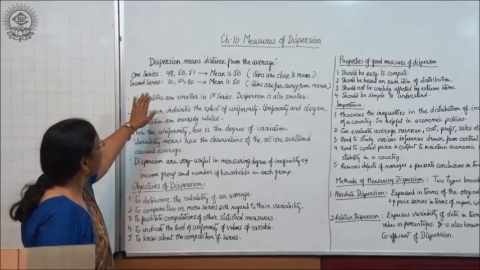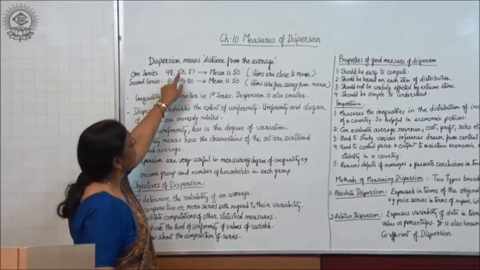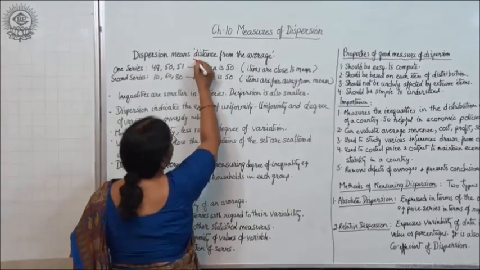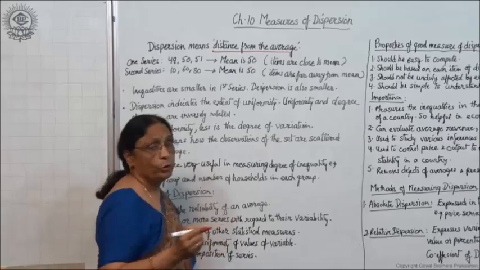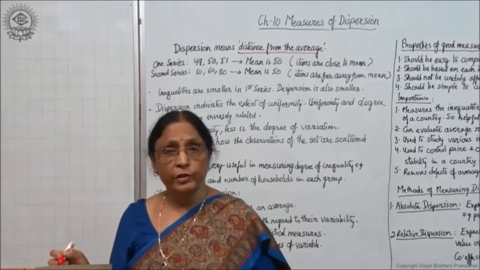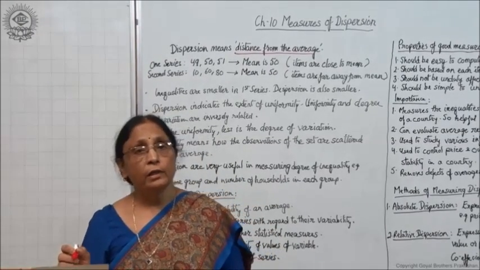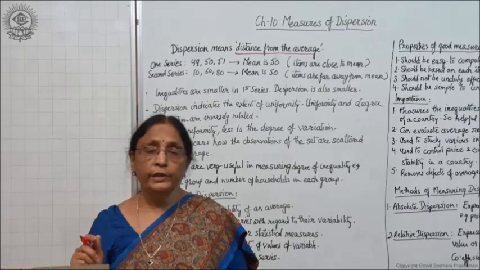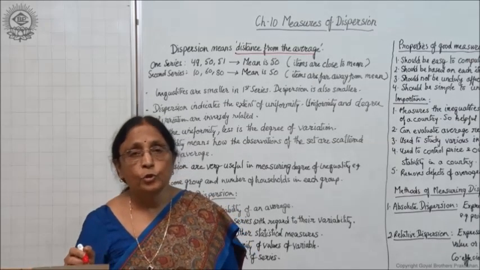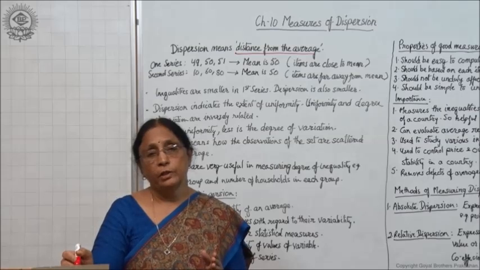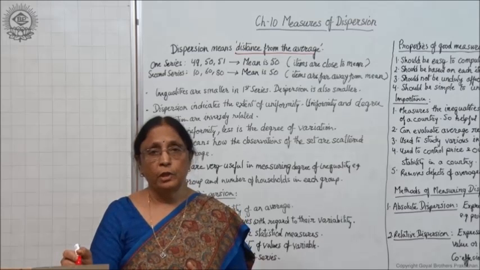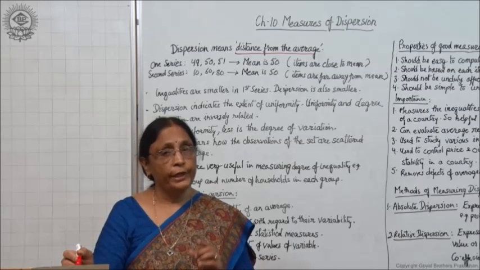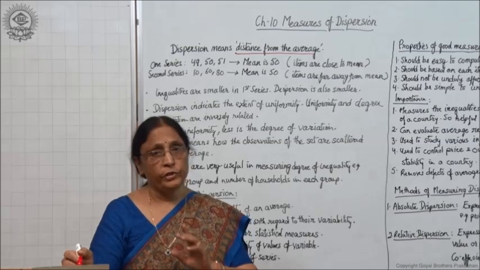Now what does this dispersion mean? Dispersion means distance from the average. As I told you, average is the central value, and how much the data is spread away from the central value, that is dispersion. So distance from the average is called dispersion. What is the distance of data from the average?